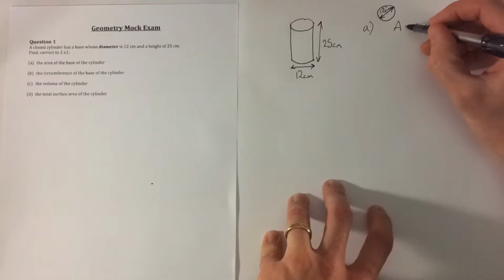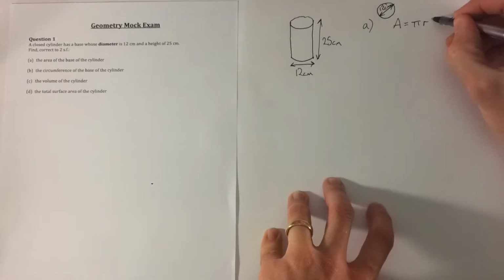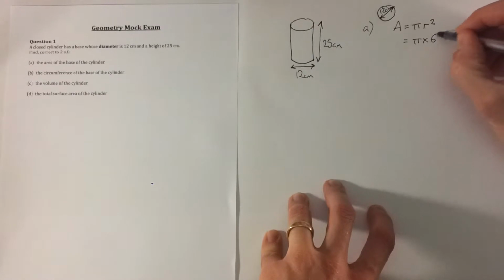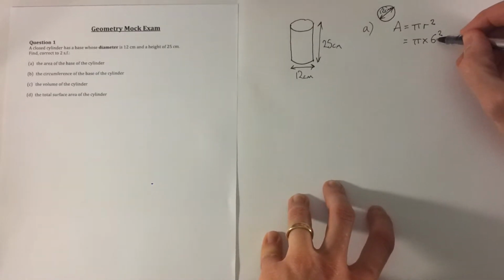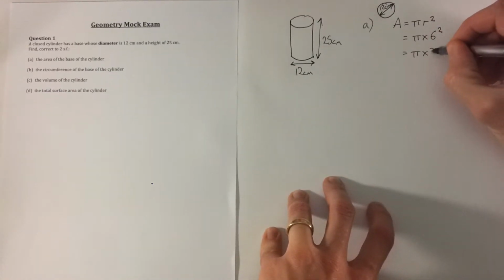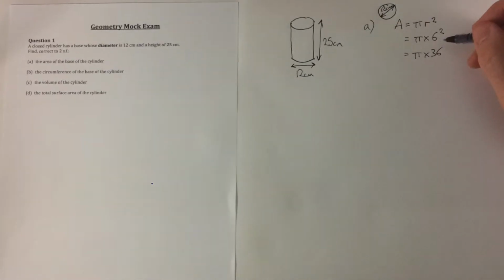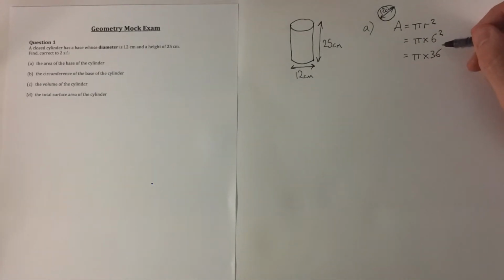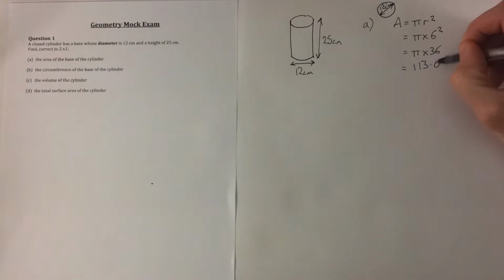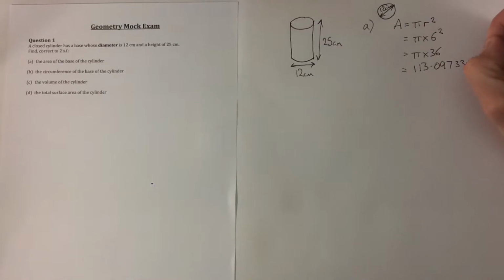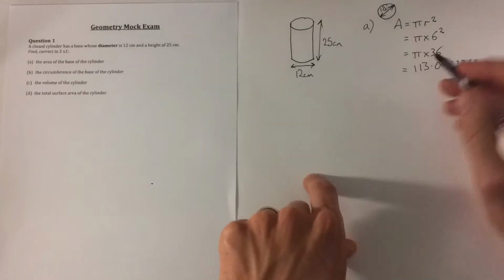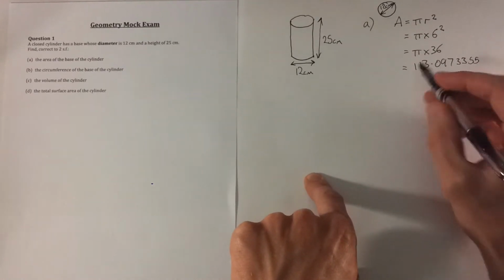So the area of the base will be equal to pi times the radius squared. That gives us pi times 6 squared, 6 being the radius, which is half of the diameter. So that gives us pi times 36. And pi times 36 is equal to 113.097335, and so on. However, the question asks us to round this number off to two significant figures.